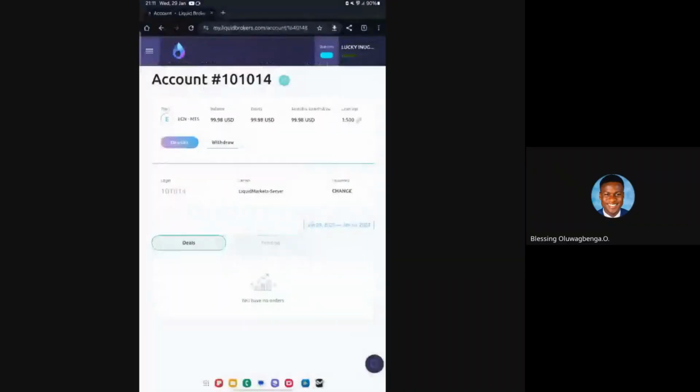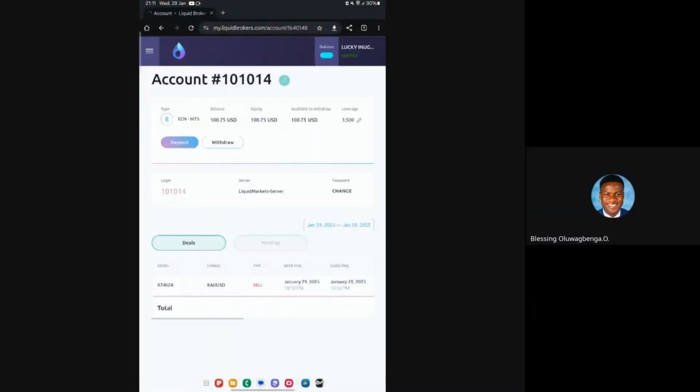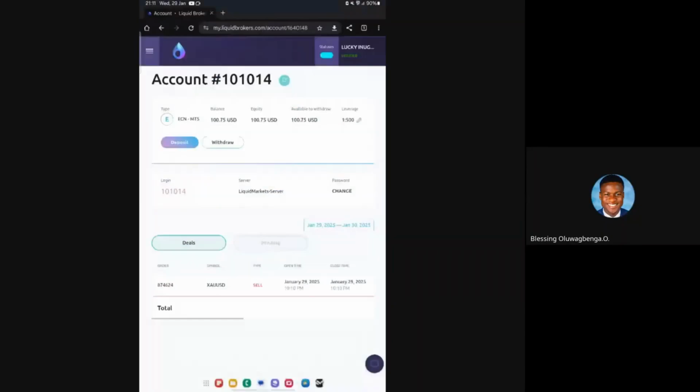So that trade I closed, the value is going to reflect here in my broker. You can see that the figure has increased from 99.98 to 100.75. That means my profit reflected. You understand? So whatever you do in your MT5, the value will always reflect in your broker. All right, you can see the history of the trade here. I closed it.